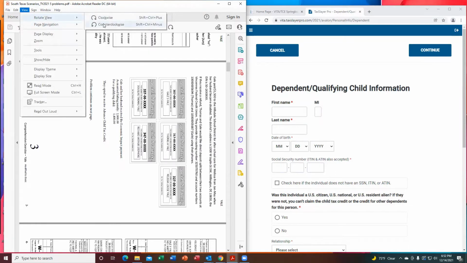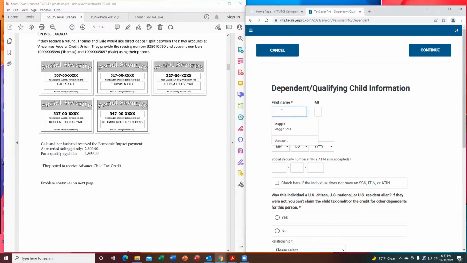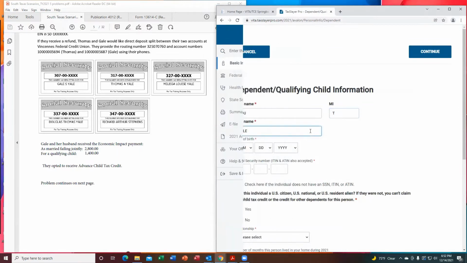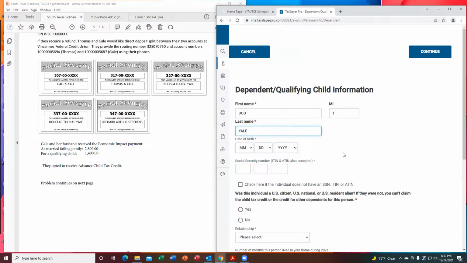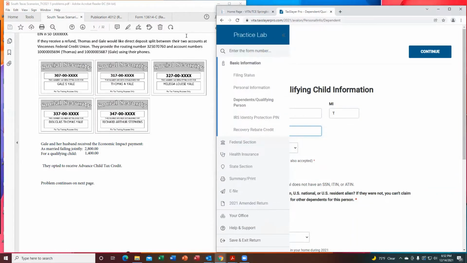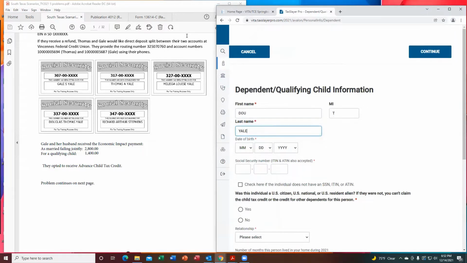If I can get it right. Okay, the son is Douglas. And he's got a middle initial. And the last name's correct. And now, when was he born? He was born on January the 14th of 2000.